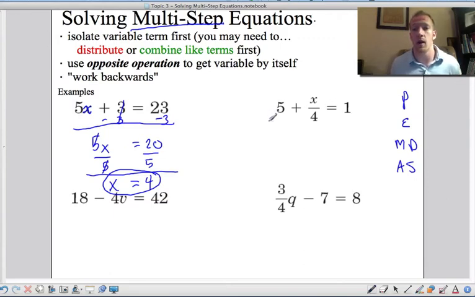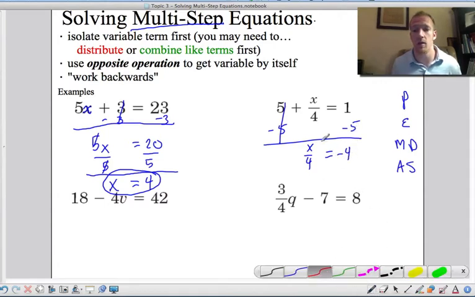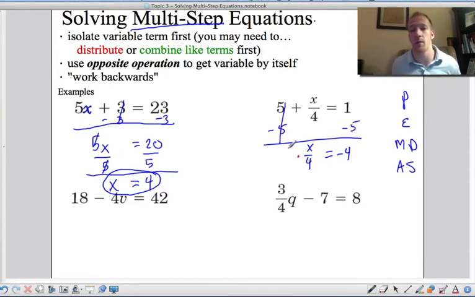So minus 5, and that gives us just x over 4 equals 1 minus 5, which is negative 4. So now it's just like the single step. Now we only have one step left to do. If I'm dividing by 4, the opposite of that would be multiplying by 4. So I have x equals negative times a positive is negative. 4 times 4 is 16.